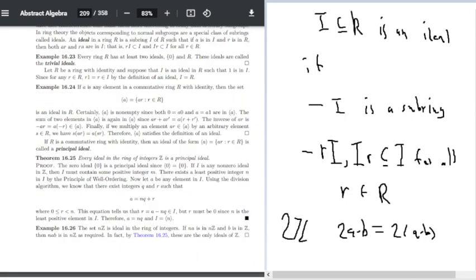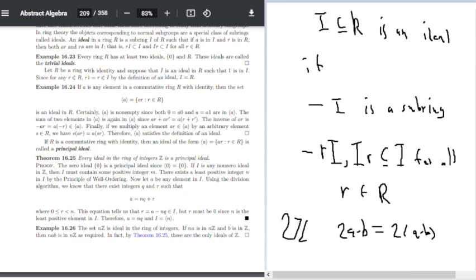Okay. Example 16.23. Every ring R has at least two ideals, 0 and the whole ring. These ideals are called the trivial ideals. Let R be a ring with identity, and suppose that I is an ideal in R such that 1 is in I. Since for any r in R, r1 is equal to r in I by the definition of an ideal, I is equal to R. So if an ideal contains 1, it contains the whole ring.